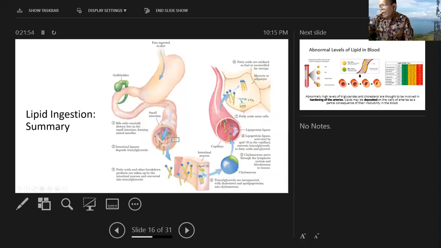And the last is fatty acids are oxidized as fuel or re-esterified for storage. So from this summary, we can see step by step the entering of this fat into the digestive system.